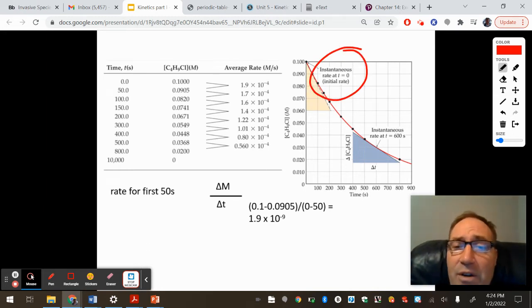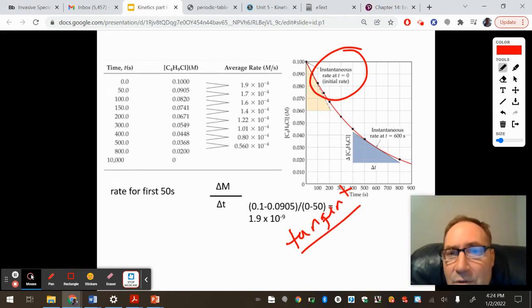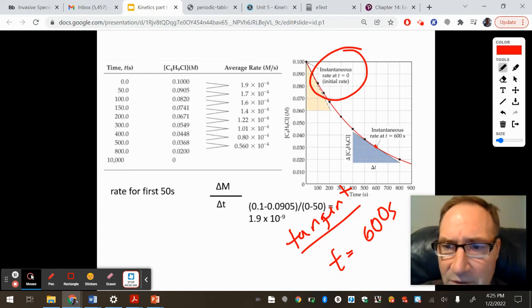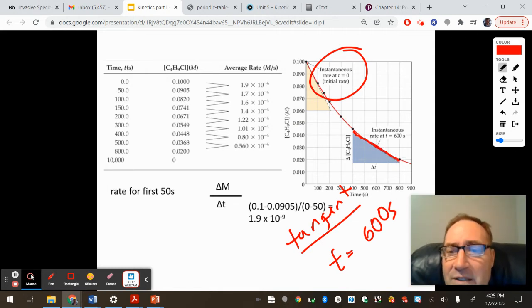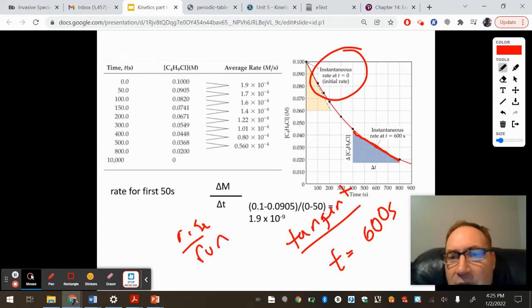And to do that, you have to draw a tangent line. Now, this is weird. Usually you're given this, but if you're not given it, you have to draw it yourself. If you want to find the rate at some point, we'll call it t equals 600 seconds right here, you have to draw a tangent line that just touches at that point. And then you find the slope of that line. Well, slope is rise over run. So this is the rise and this is the run. And it doesn't matter how big you make the line, it's still the slope, the change in y over the change in x. And that is the speed at that moment.